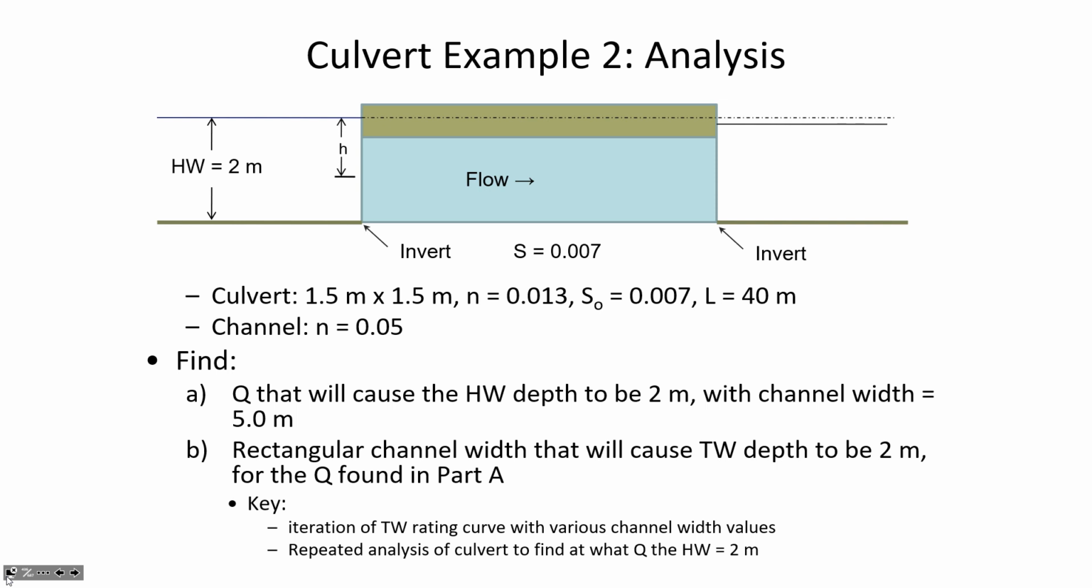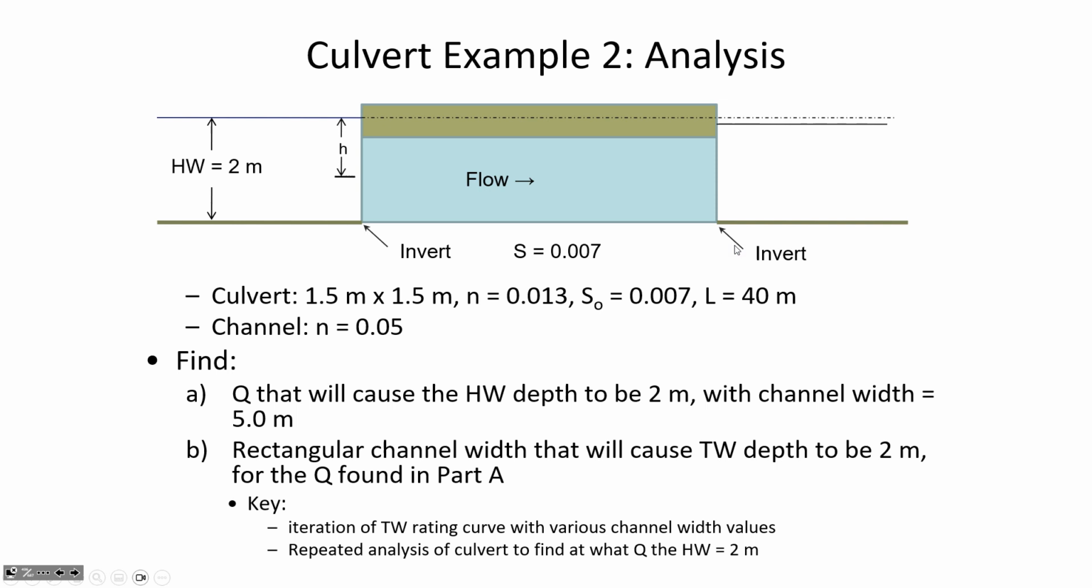Okay, so here's the first of the two examples that we're going to look at today. We're going to begin with a specified culvert geometry. This is a box culvert, which is 1.5 meters by 1.5 meters. We're given the material roughness of the culvert, and then the channel is a different material downstream of it.